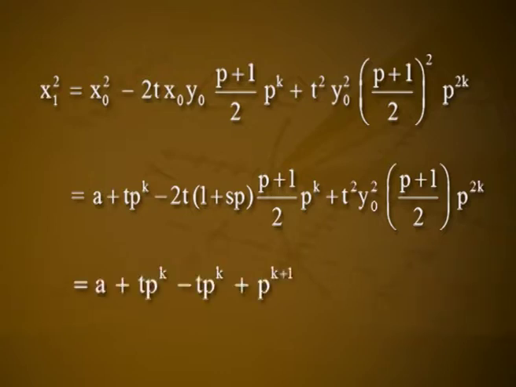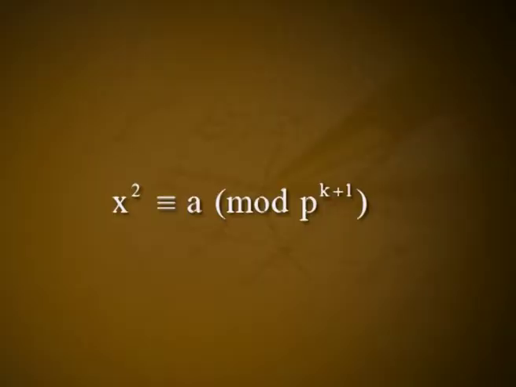which is equal to a plus t times p raised to k minus t times p raised to k plus p raised to k plus 1 times some integer, which is congruent to a mod p raised to k plus 1. Consequently, x1 is a solution of x squared congruent to a mod p raised to k plus 1. Hence, by the principle of induction, x squared congruent to a mod p raised to k has a solution for each k greater than or equal to 1.